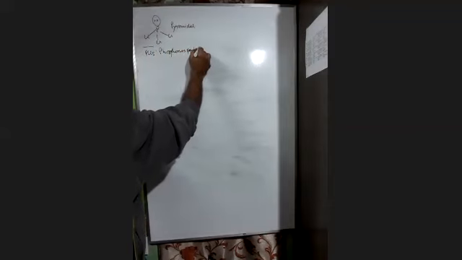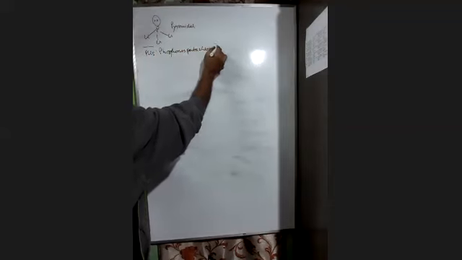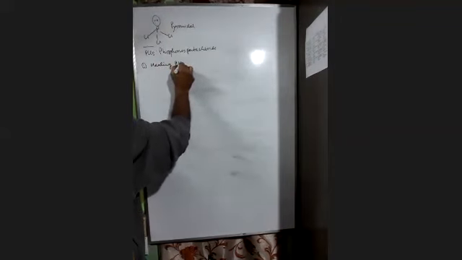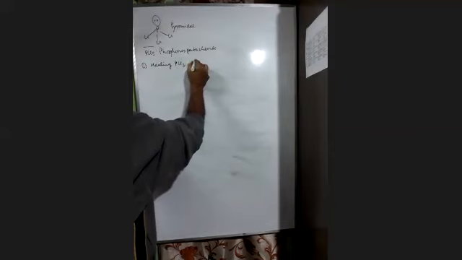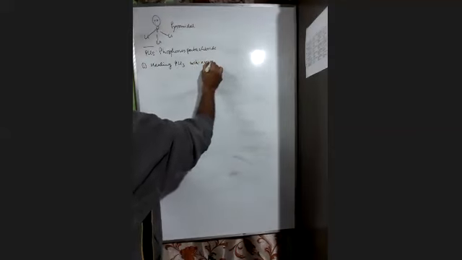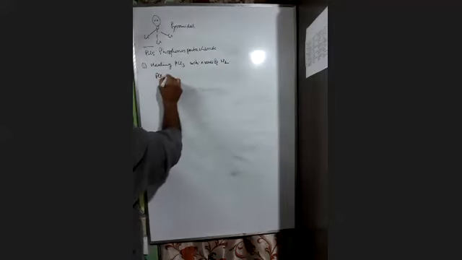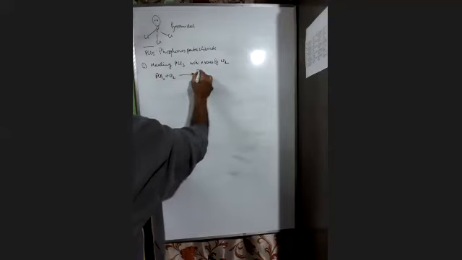Now we'll go for PCl5, phosphorus pentachloride. Okay, so how do you make it? So first, heating PCl3 with excess of chlorine. So now you can write here PCl3 plus Cl2. If you heat, you get PCl5.